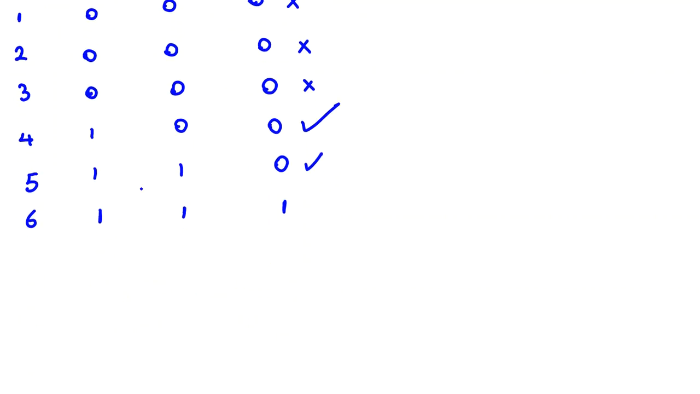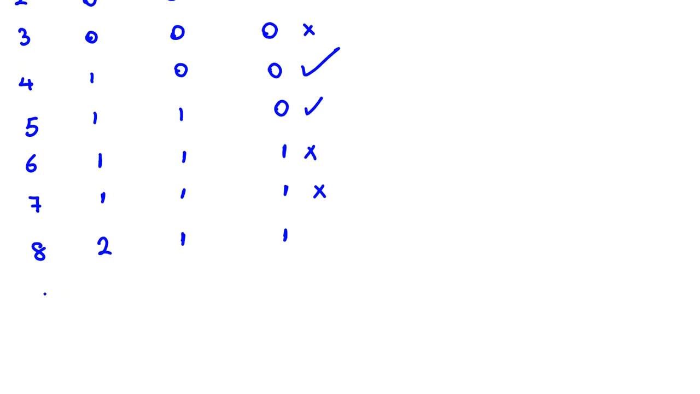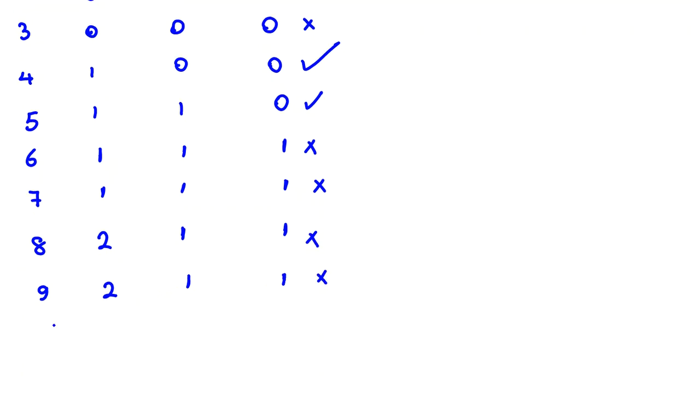Okay, n equals 6, let's continue. n equals 7: n over 4 is 1, n over 5 is 1, n over 6 is 1, so these two numbers are bad. For n equals 8: n over 4 is 2, n over 5 is 1, n over 6 is 1. We should check the next one to see if 8 is good or not. If you check 9, 9 over 4 is 2, 9 over 5 is 1, 9 over 6 is 1, so these numbers are not good.